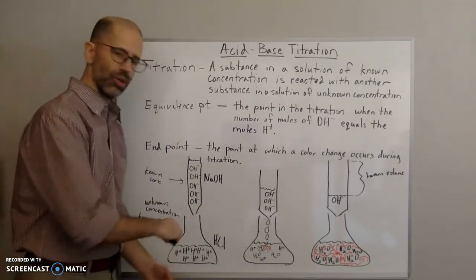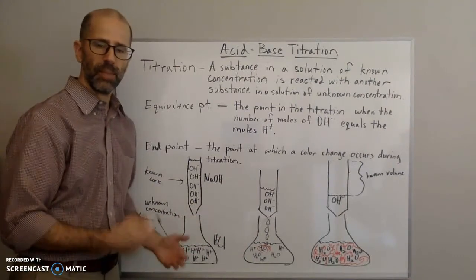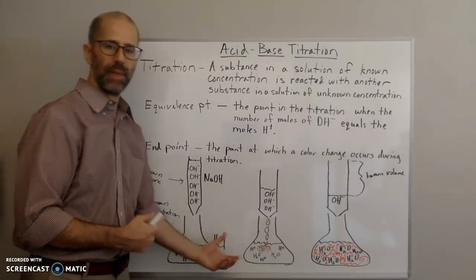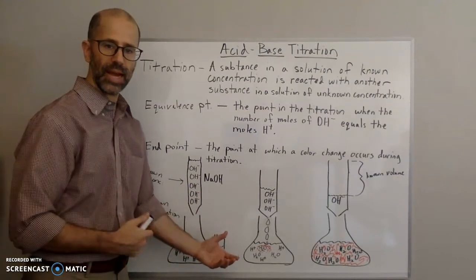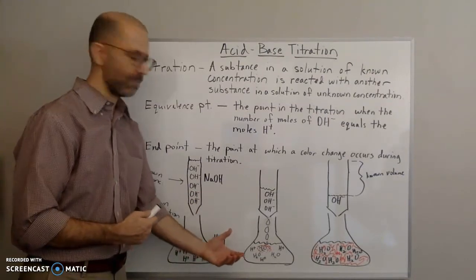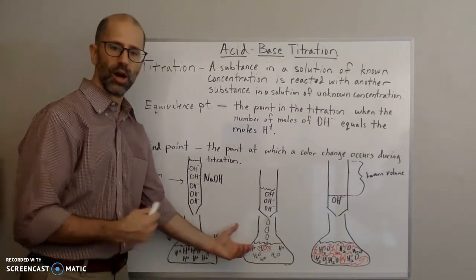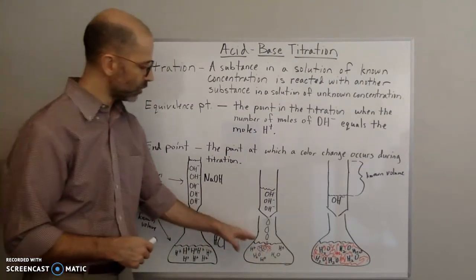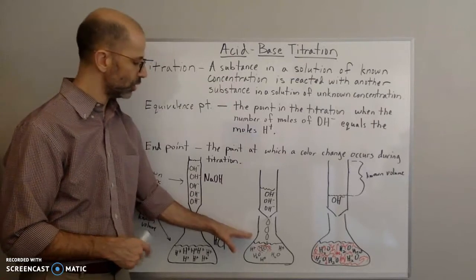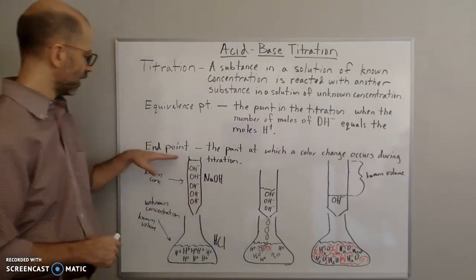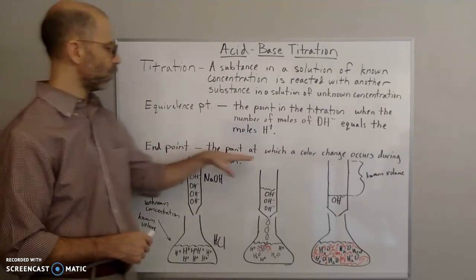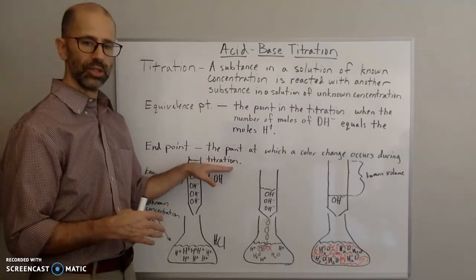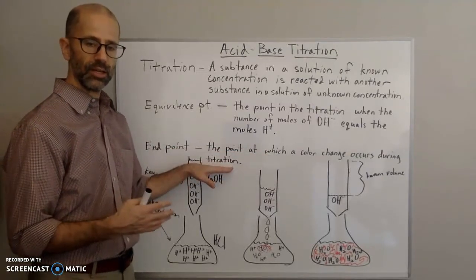So you're either swirling it by hand, or you have a magnet that's being mechanically turned by another magnet, called a stir bar and a stirrer. But you're stirring this, and when you start to get close to what is called the end point, and the end point is the point at which the color change occurs during the titration.